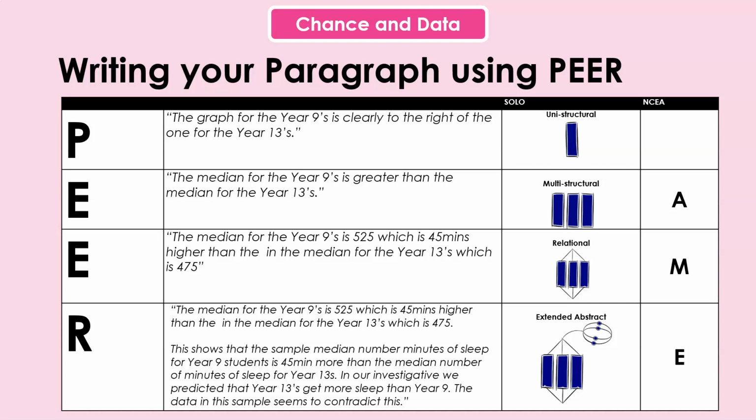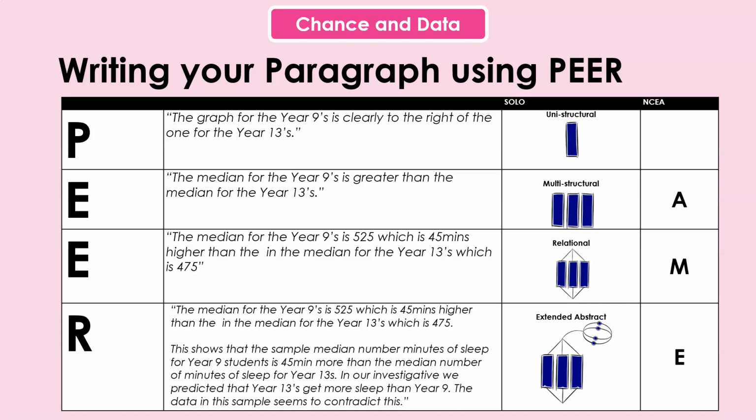We can also use it in statistics, and it follows along the same sort of ideas that you use in English, with having a point, having an explanation, some evidence, and then giving relevance to your answer. So we can see a progression of the different paragraphs that we can use using PEER. We can look at a graph and say that the graph for year 9s is clearly to the right of year 13s. So that's just the point, or the most obvious thing that we see in the graph.